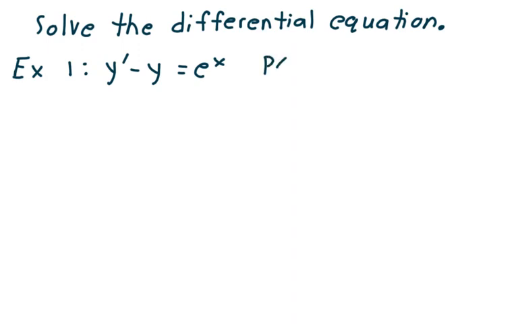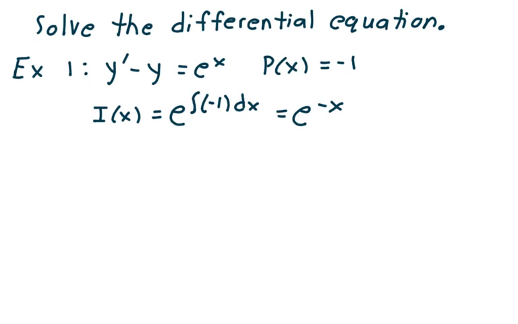In this example, p(x) is equal to -1. And so that's going to allow me to get my integrating factor, which we call I(x). This is going to be e to the integral of -1 dx, but this is equal to e^(-x). So what I'm going to do is multiply both sides by that integrating factor. So we take e^(-x) times (y' - y), and this is equal to e^(-x) times e^x.